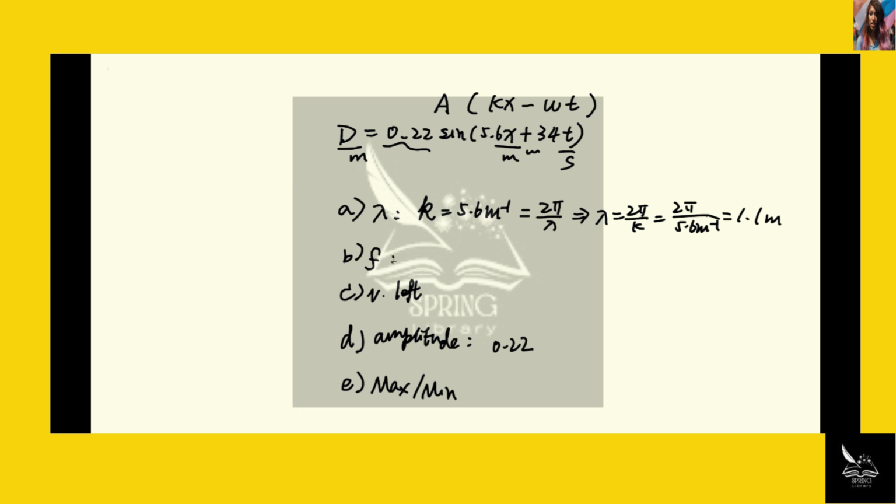And how about frequency? We know omega, and the relationship between omega and frequency is omega equals 2 pi f. So f equals omega over 2 pi, equals 34 per second over 2 pi, which is 5.4 hertz. And we can ignore the sign here, because the sign only tells us the direction, and a plus sign means go to the left.